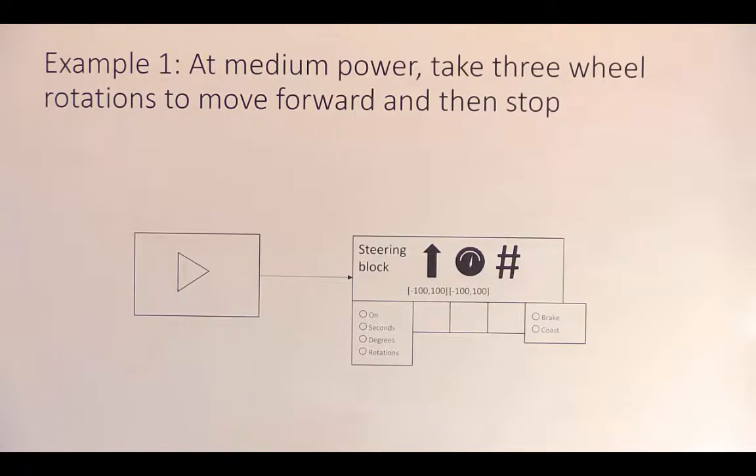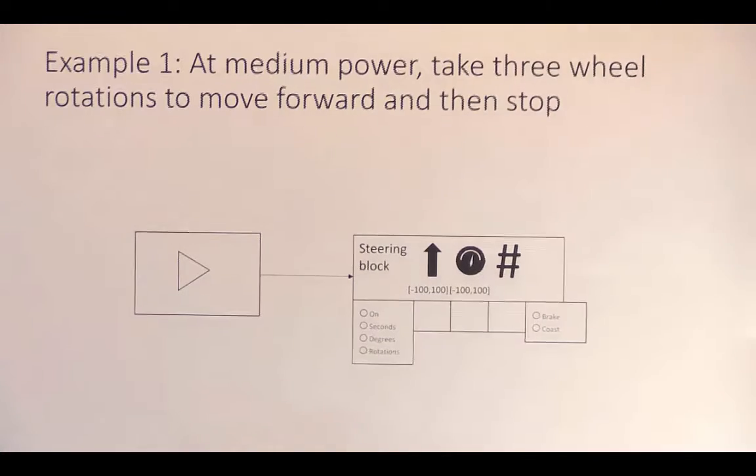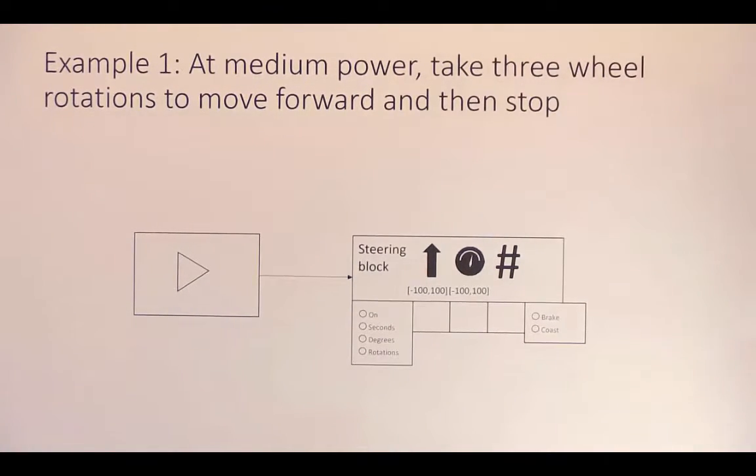Now, as you can see here, we have an example block, and we would like our task for the block to be up here. We want the motor to run at medium power and take 3 rotations to move forward and then stop, right? So the first step of the block is we want the block to be in rotations, right?